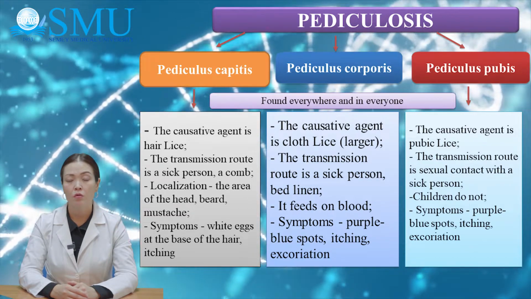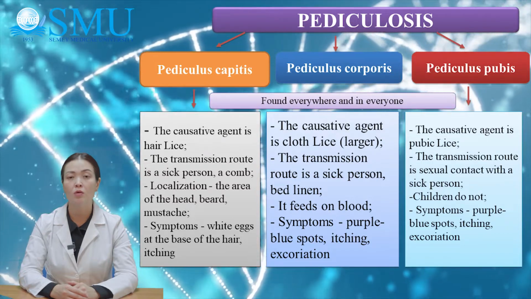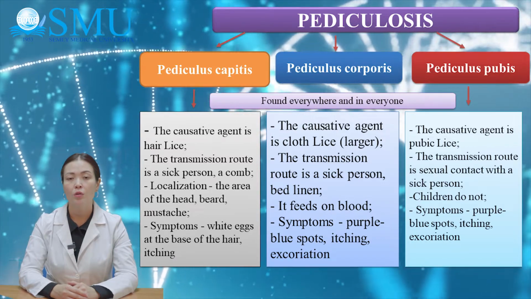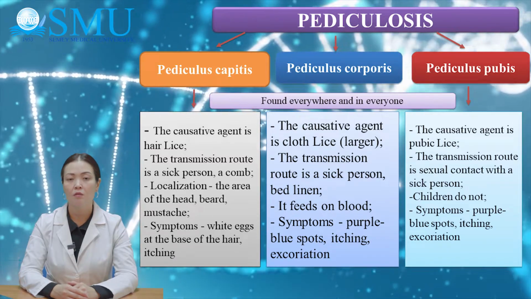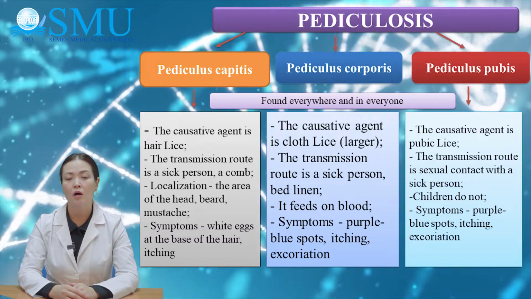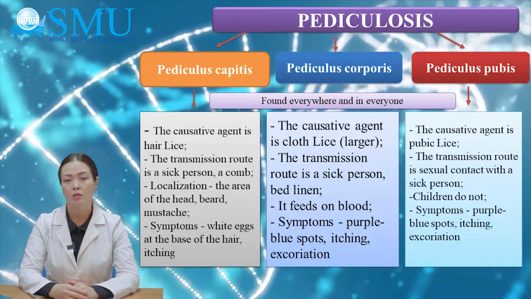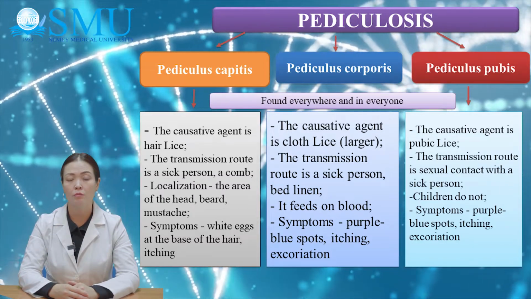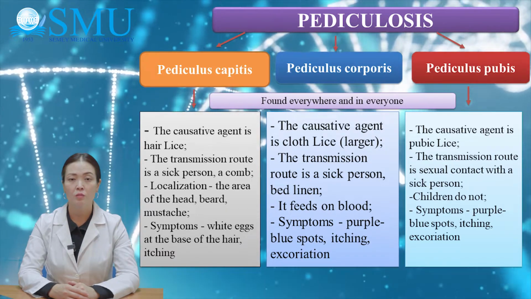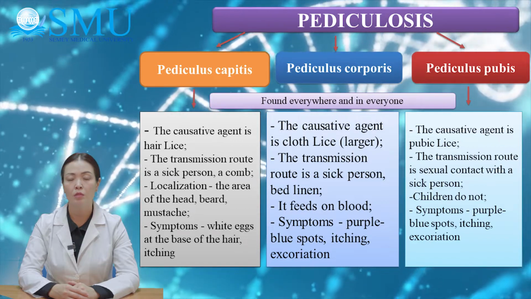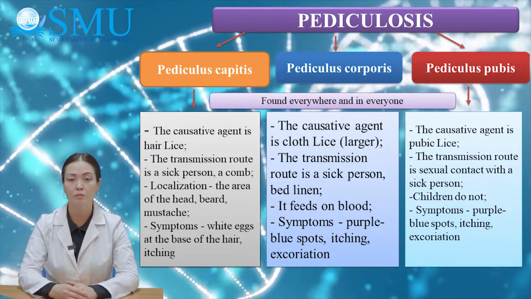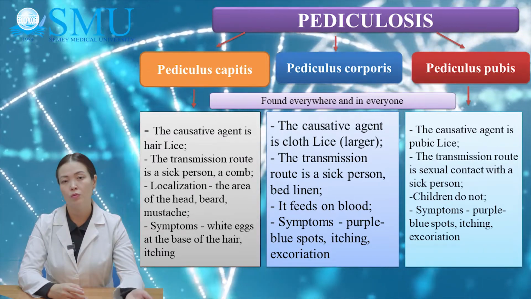The next clinical form of pediculosis we call Pediculosis corporis, and this disease is provoked by another type of lice, which we call clothes lice. These lice have bigger sizes than hair lice, and mostly they are located on the upper part of the patient's body: the chest region, back region, hands, and so on. The main way of transmission can also be an ill person, or, for example, one bed linen if you sleep together with an ill person, or if you take his clothes.